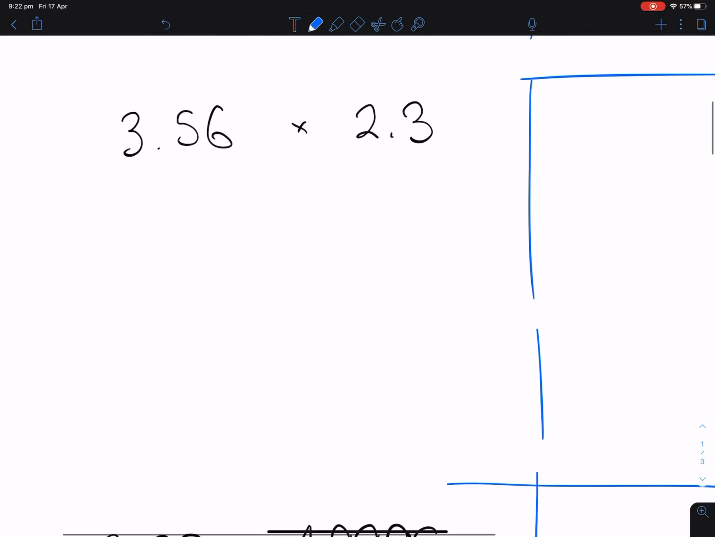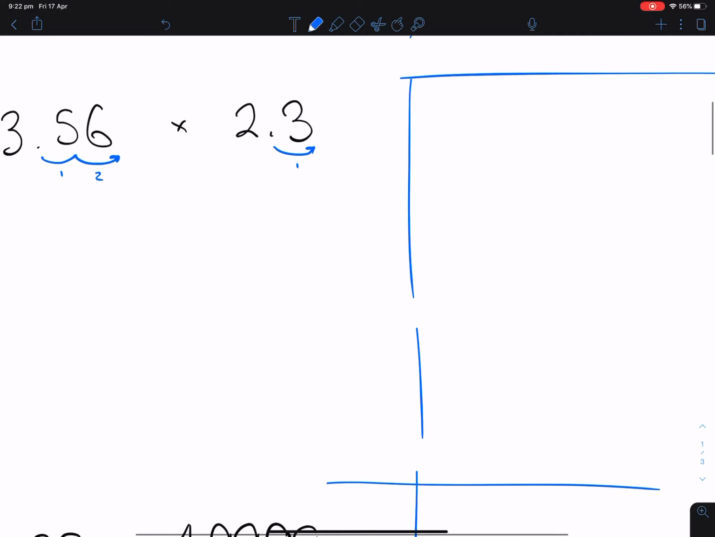Let's move on. 3.56 multiplied by 2.3. This time I've got two numbers that are both decimals, and I have to multiply them together. So what am I going to do? Well, I'm just going to keep moving that decimal point backwards, but I'm going to keep track of how many times I've done this. So I've moved this back 2 times, and I moved this one back another time.